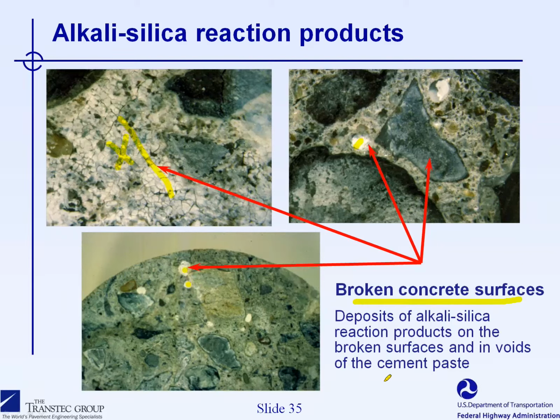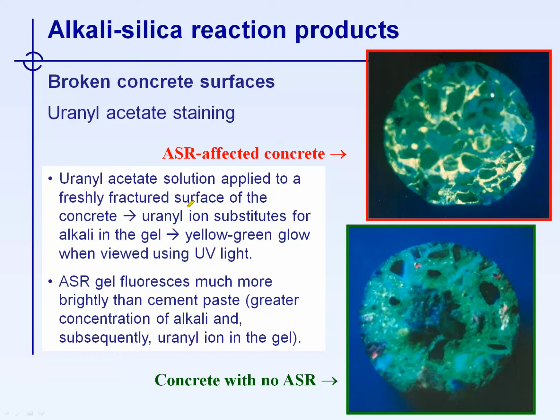This is on broken concrete surfaces. Alkali silica gel is, as I said, a main feature of ASR, obviously, and the identification of that secondary product is quite critical to the confirmation of ASR in the concrete. The gel staining using the uranyl acetate solution can also be used on cracked concrete surfaces. The example I gave before was on a polished section. It can be used also on cracked concrete surfaces, as you can see here.